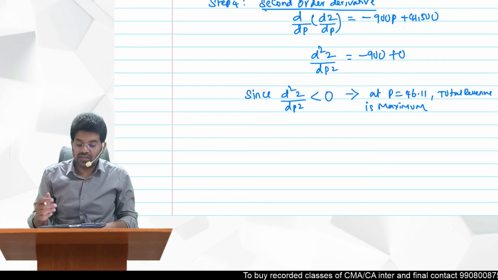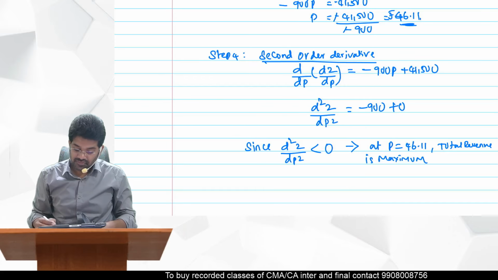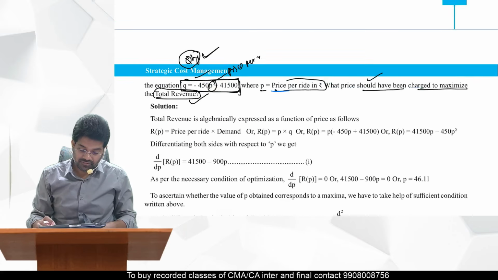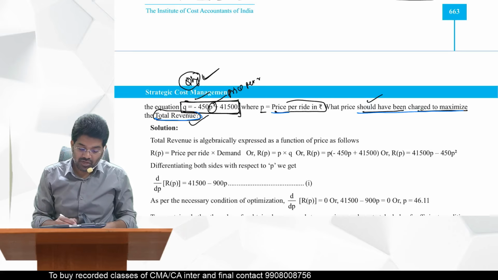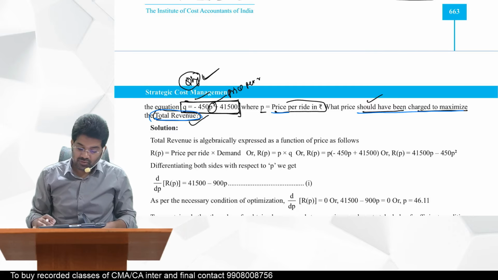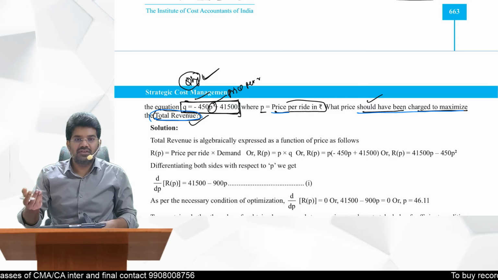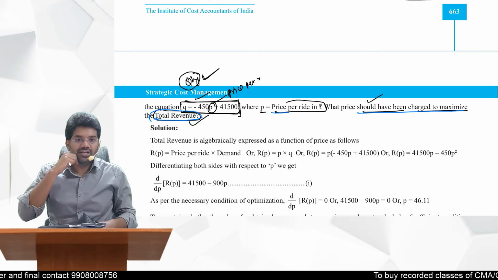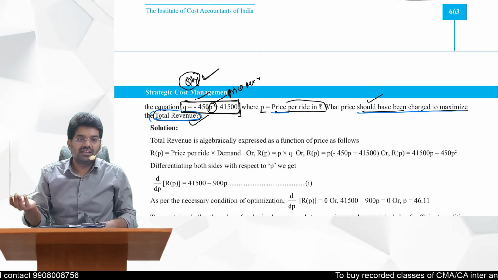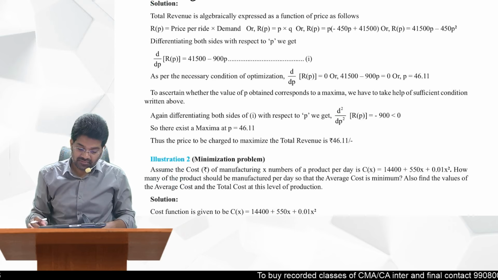Now we should calculate the total revenue. Did they ask total revenue? See the question now. What price should have been charged to maximize the total revenue? So only price they have asked. They did not ask total revenue. If they ask total revenue, now easily you can substitute in the original equation. If you substitute, you will get the value there.